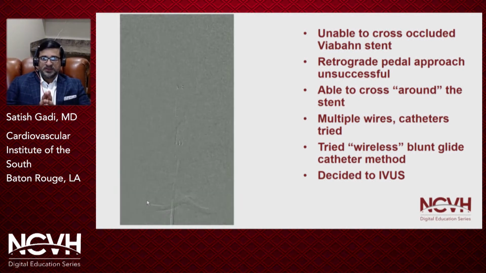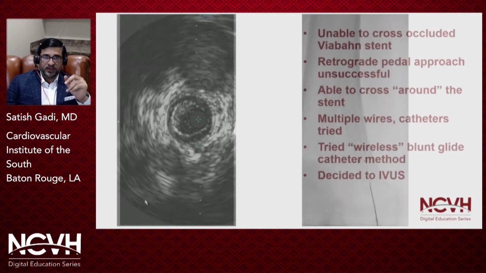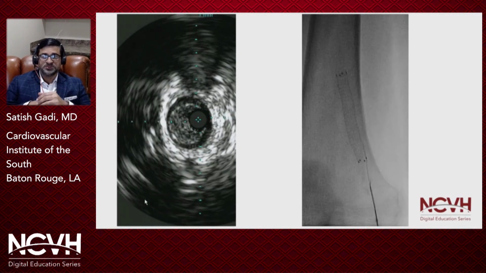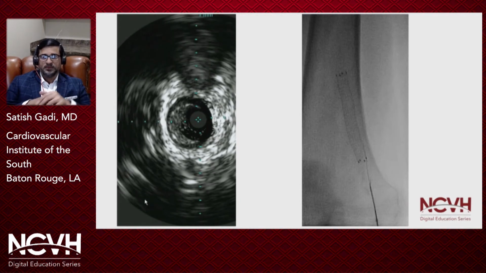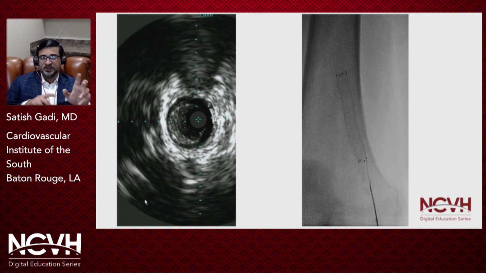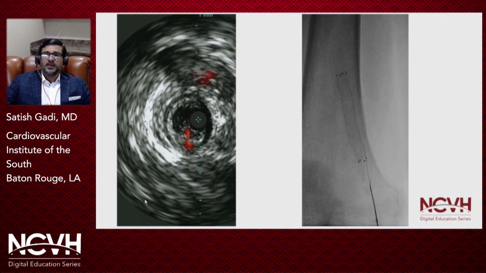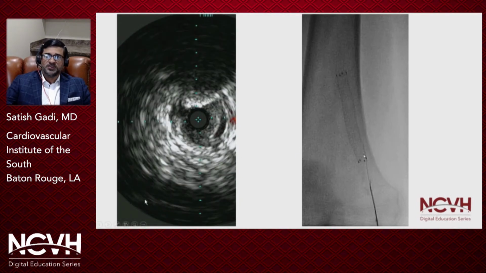After several attempts, I just decided to give up. I did do an IVUS before I gave up. As you can see, when the IVUS is playing, that's the peroneal. And as I'm pulling back on the IVUS, you can see the stent, and you can see that the IVUS catheter is outside the stent. And this is the close-up view of the Viabahn with its characteristic striations.